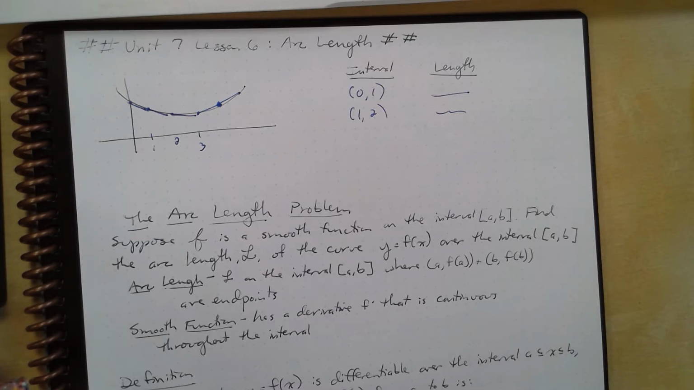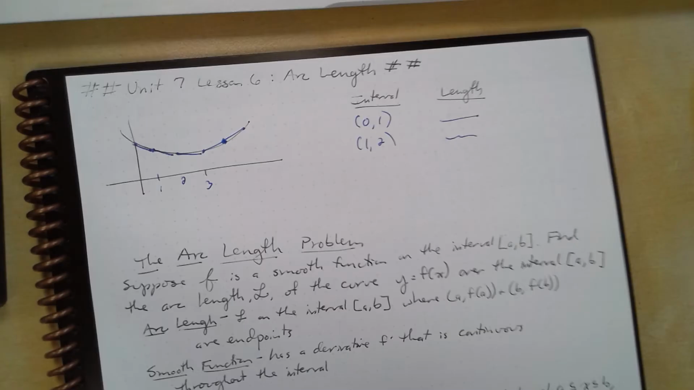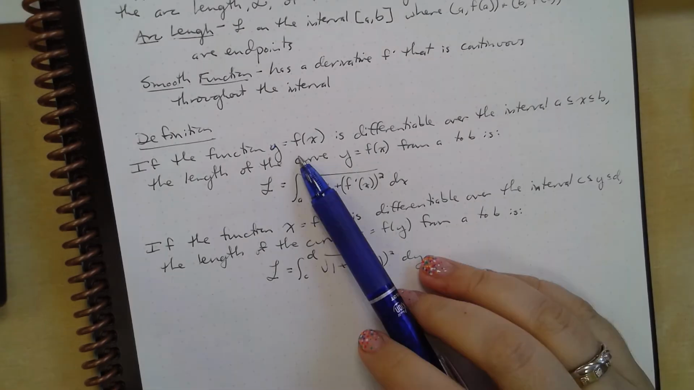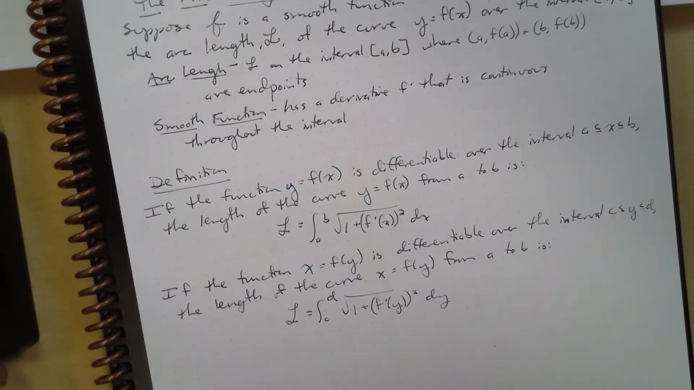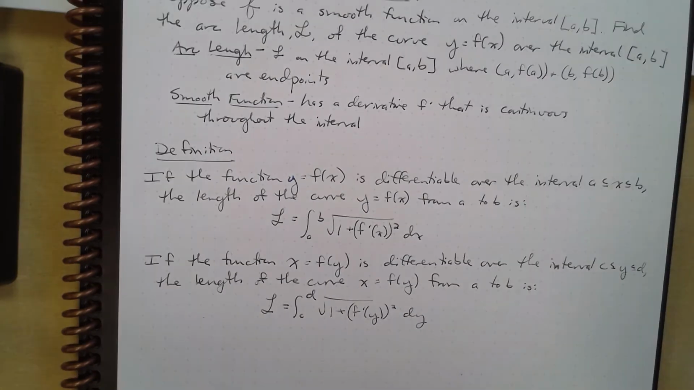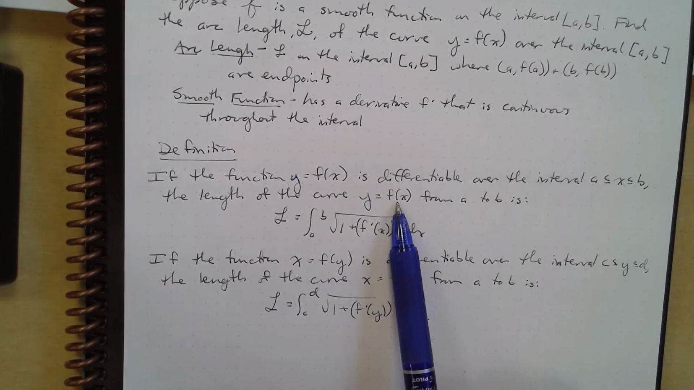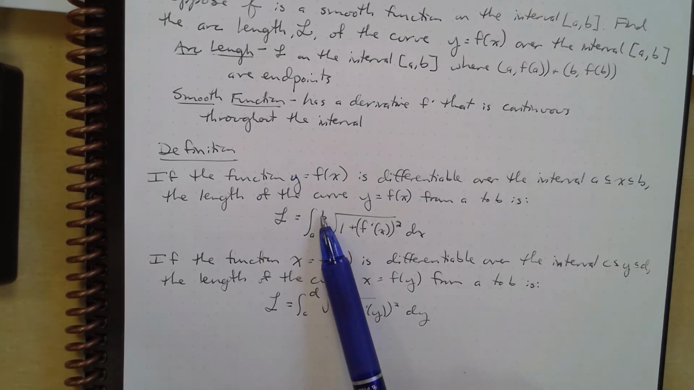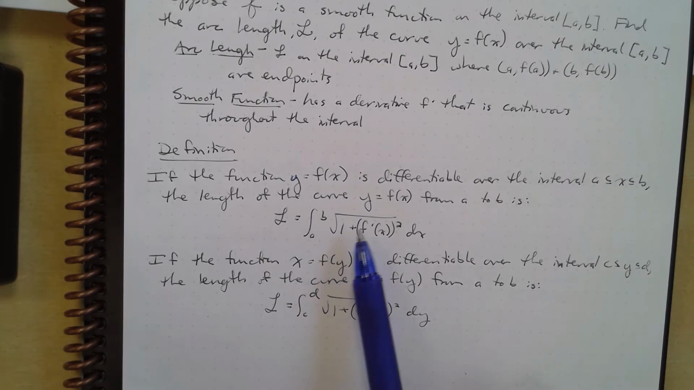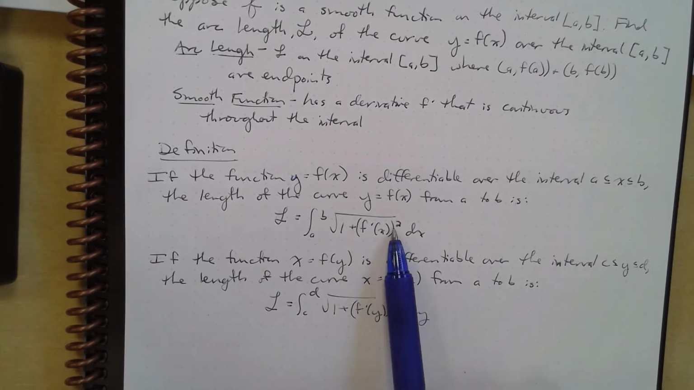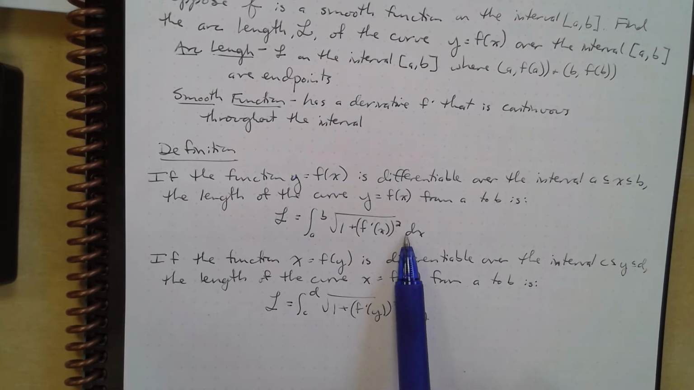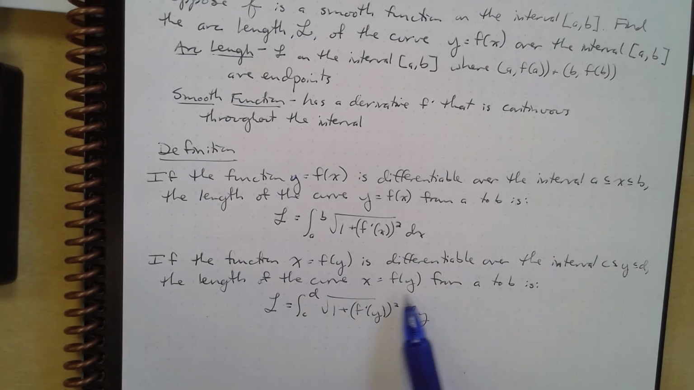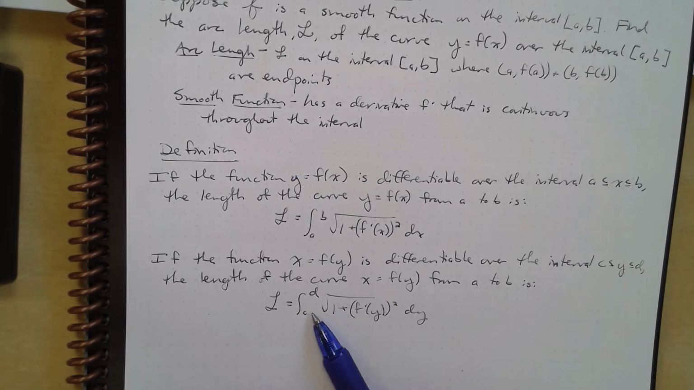So the function y equals f of x is differentiable over the interval a to b. The length L is the integral from a to b of the square root of 1 plus f prime of x quantity squared dx. Also, you could do it the other way with dy from c to d. So let's actually do a few problems.